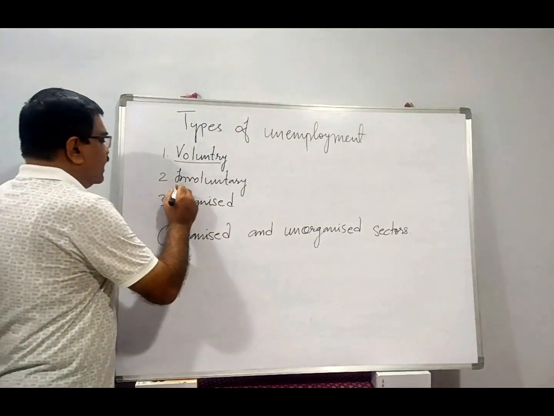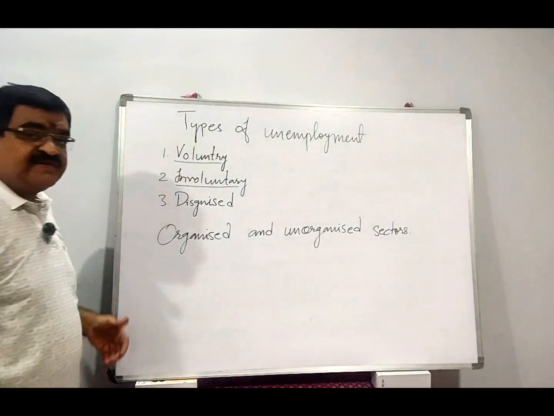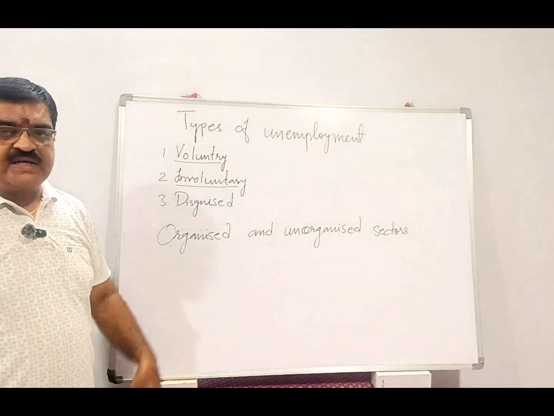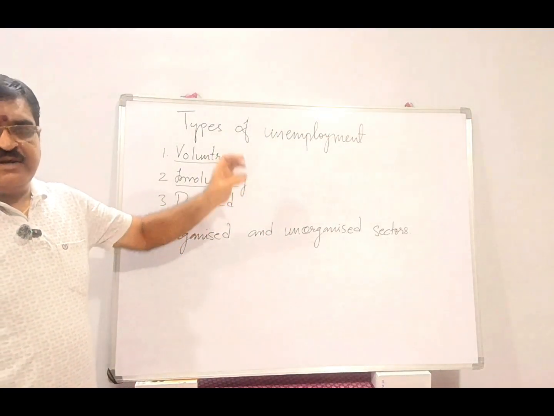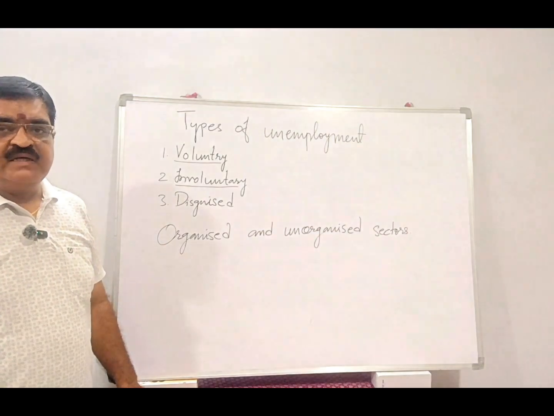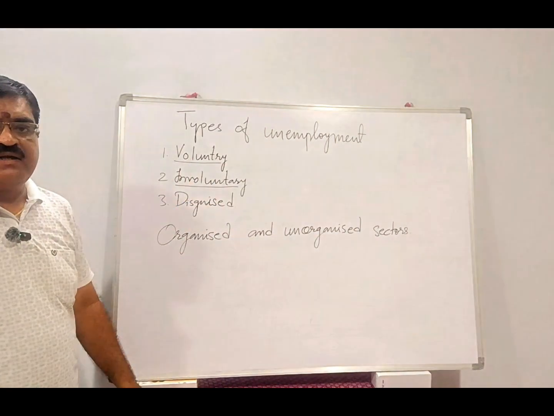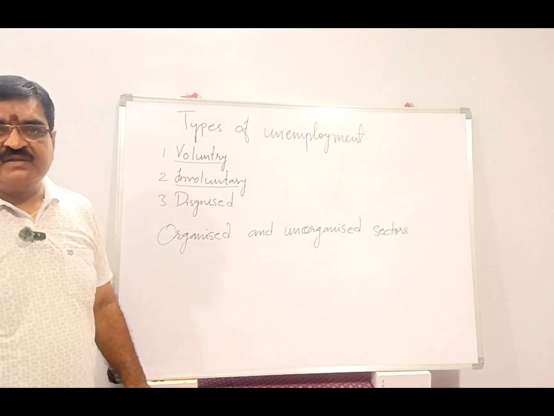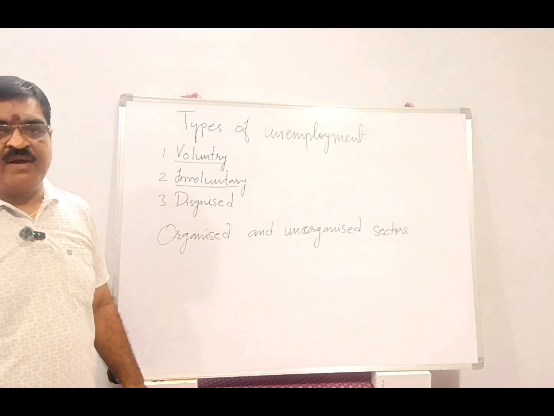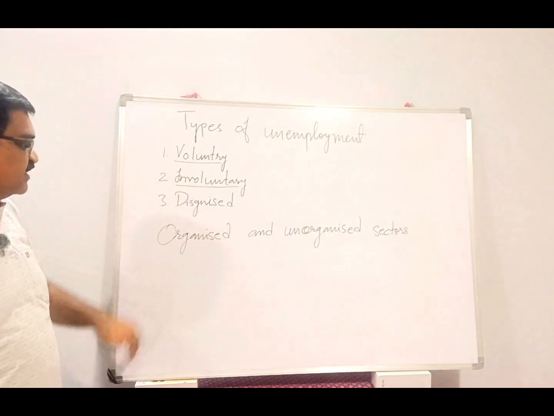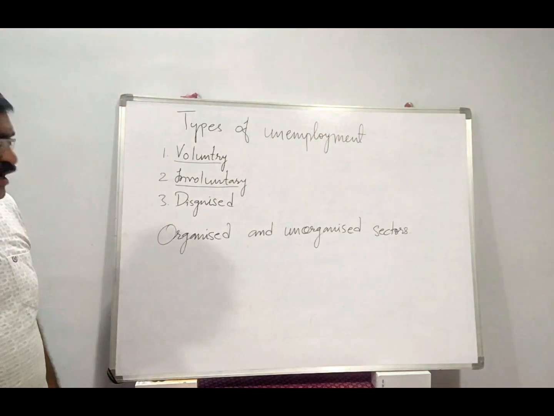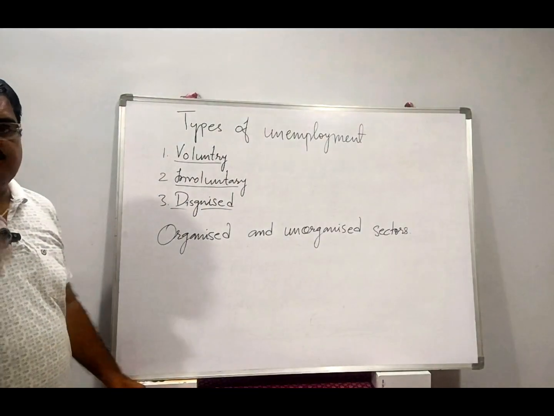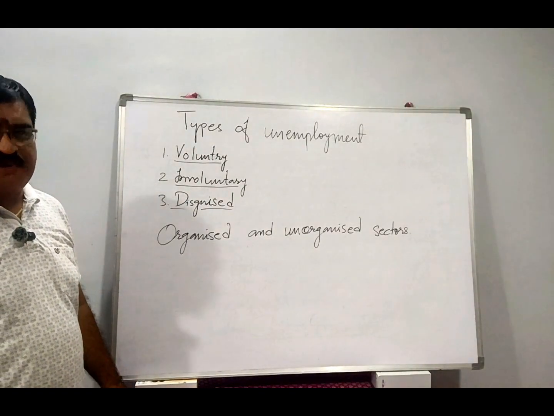Then involuntary unemployment: when the person is ready to work at the existing wage rate, meaning whatever payment is fixed by an organization in the market, the person is ready to work at the existing wage rate but unable to find work, that is called involuntary unemployment. And the third one is disguised unemployment. For understanding disguised unemployment, there is one example given in your textbook, about Gayatri and his family.